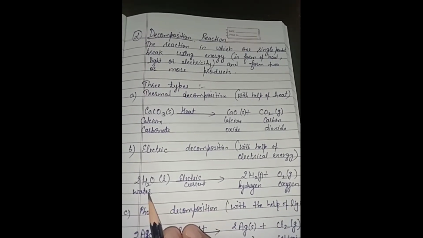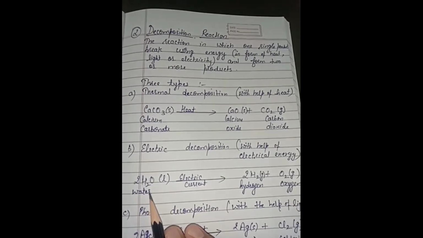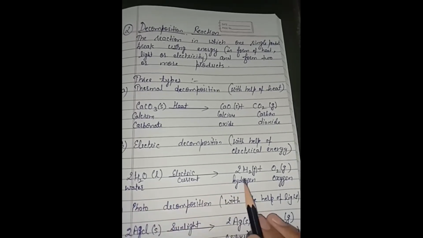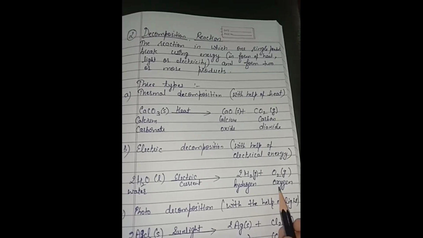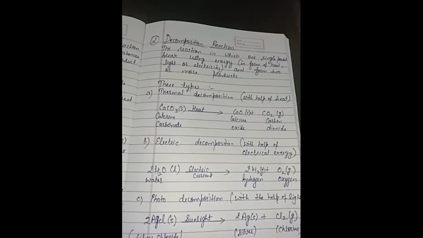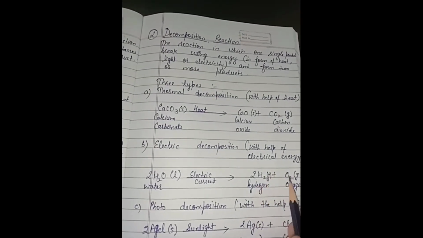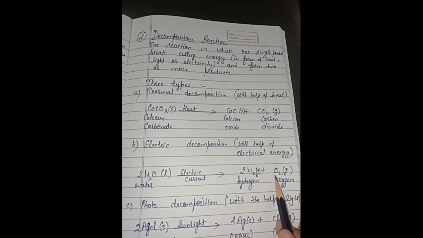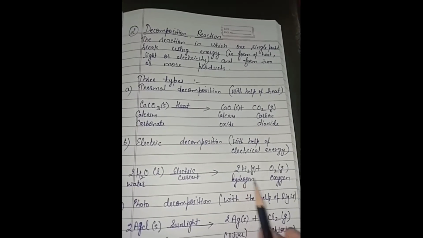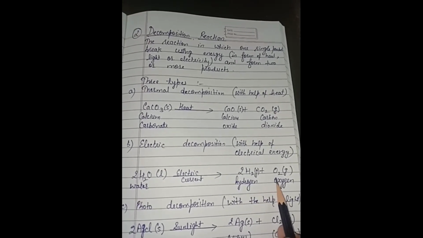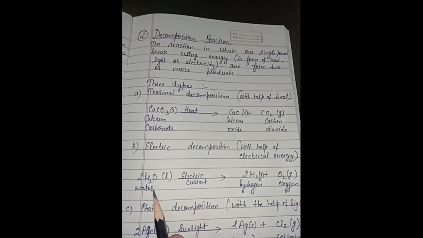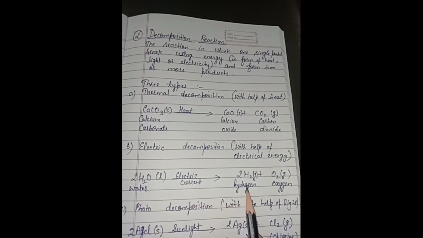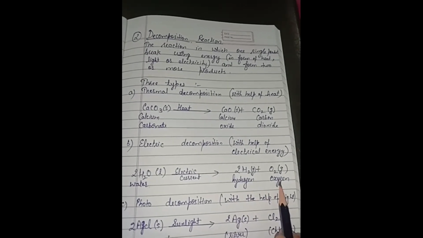So the water will decompose and form two types of gases, hydrogen gas and oxygen gas. These two gases are formed at two different electrodes. Hydrogen will be formed at the cathode and oxygen will be formed at the anode. So by using electric current, water can decompose and form two gases, hydrogen and oxygen.